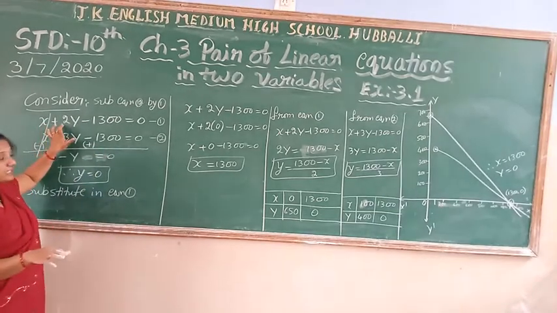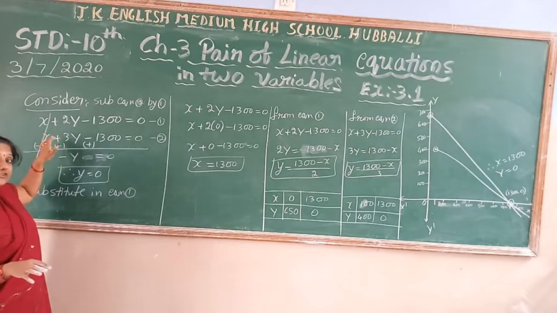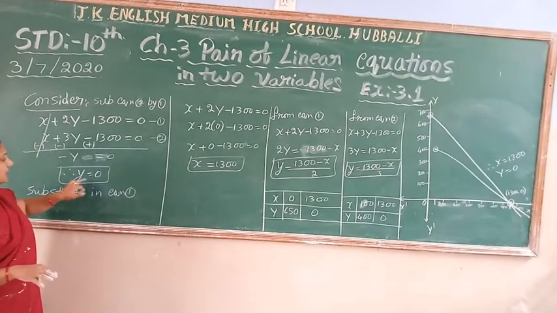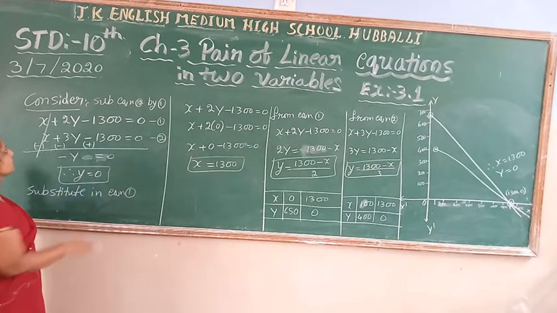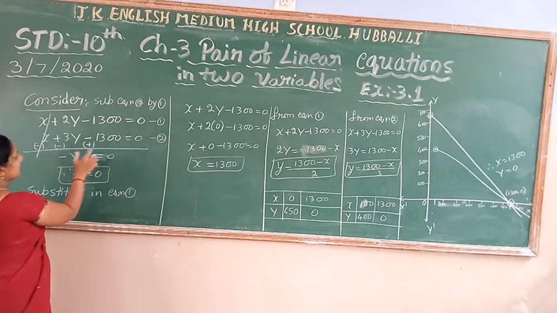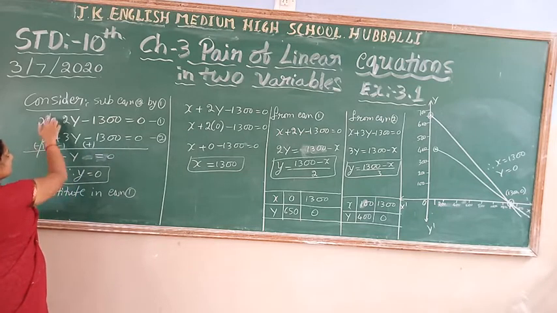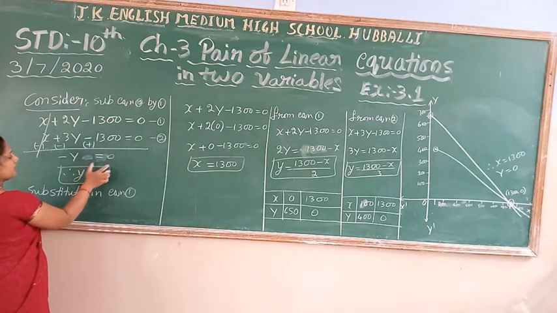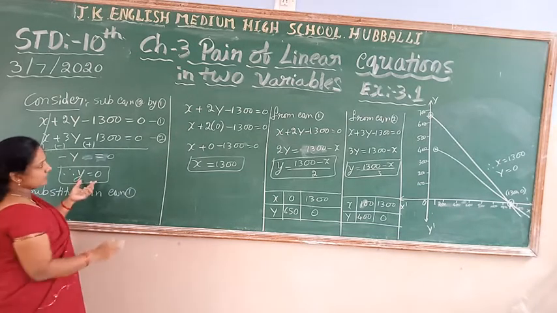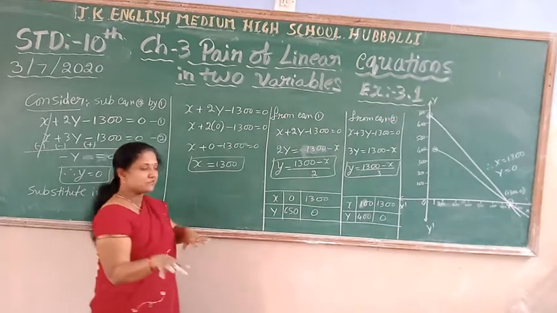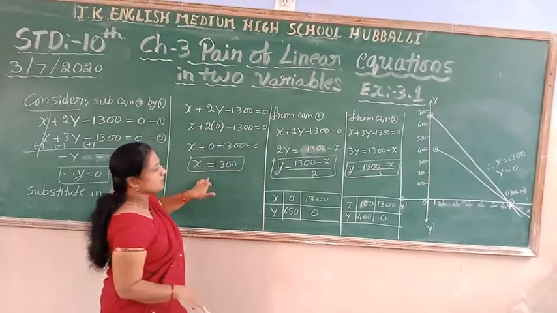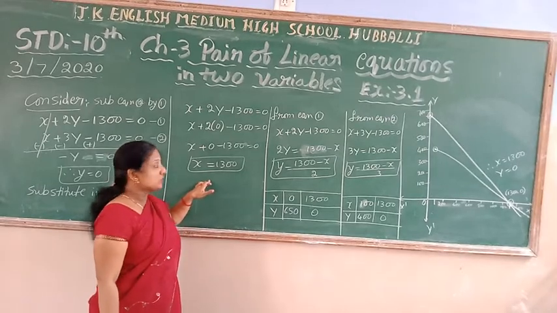By subtracting equation 1 from 2, or equation 2 from 1, one variable gets cancelled and I get the value of y as 0. I have written one equation and subtracted the second equation. After simplification, variable x gets cancelled and I get the y value as 0. Then substitute the y value 0 in any one of the equations. I substituted in this equation and got the value of x as 1,300. So this is the solution.